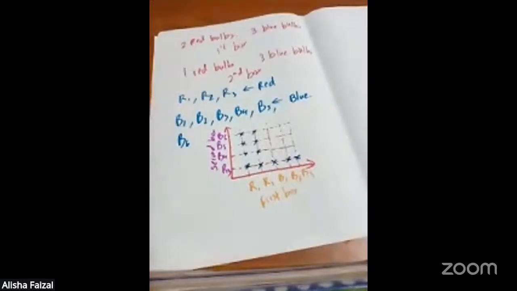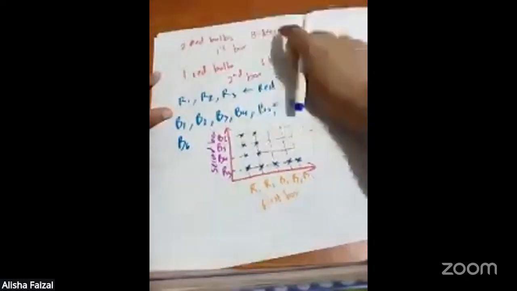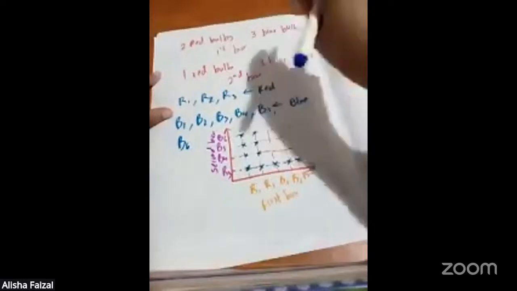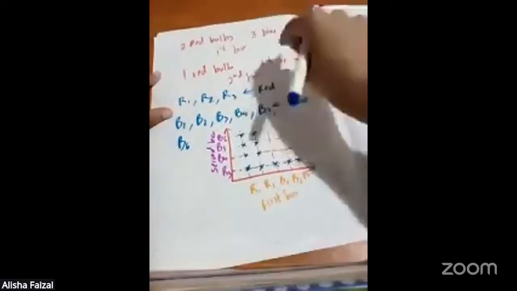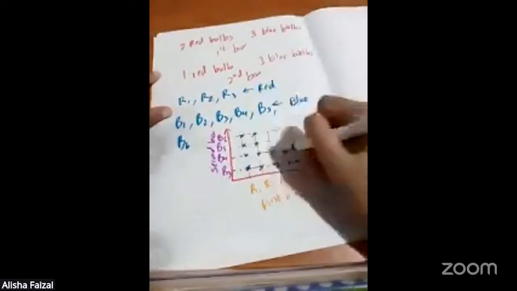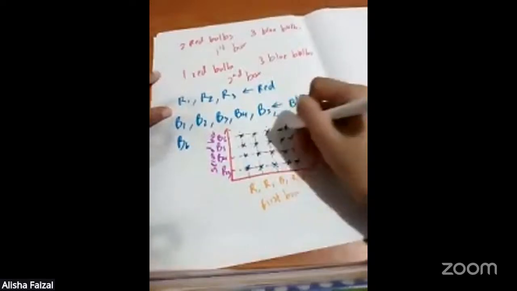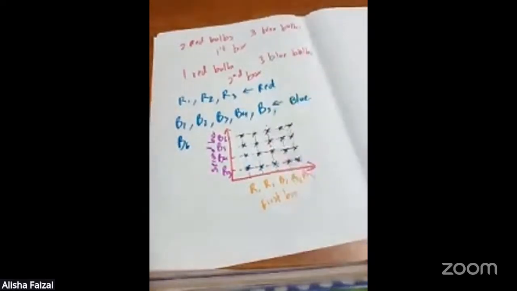Okay. Now, the last possibility is picking any of these three blue bulbs and also picking any of the blue bulbs from the second box. So then we will mark this. Okay. Hope it's clear. If there's any confusion, please let me know.